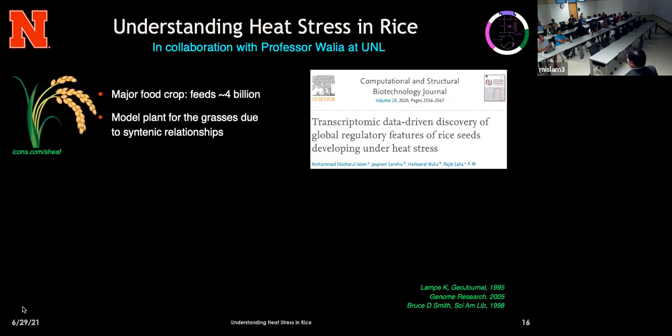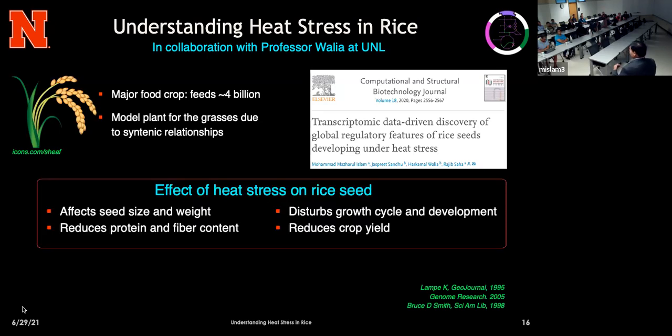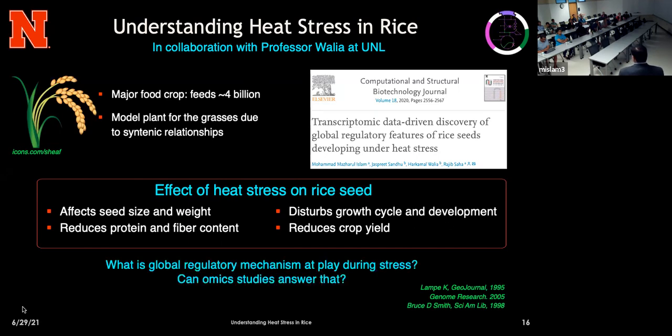Rice is the most abundant food crop in the world and feeds more than half of the world's population. What we know is that elevated temperatures at early developmental stages of rice adversely affect the seed size, nutrition content, and yield. So it is a question of high concern, since global warming is increasing the average temperature of Earth. So we wanted to ask these questions: is there, and if there is, what is the global regulatory mechanism that is happening when rice seed is subjected to elevated temperatures?